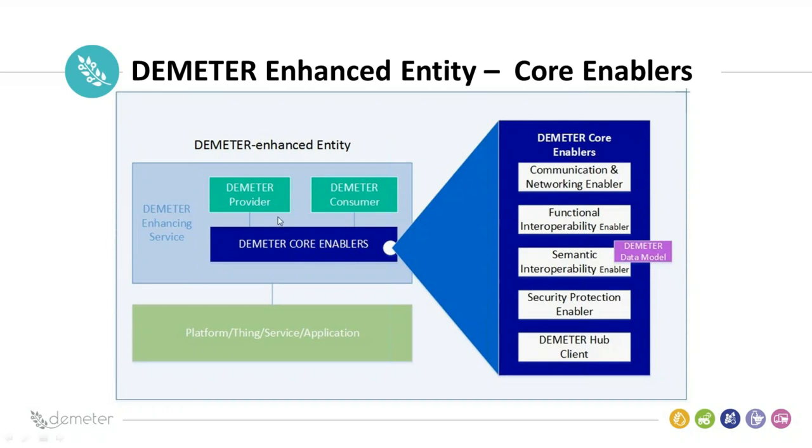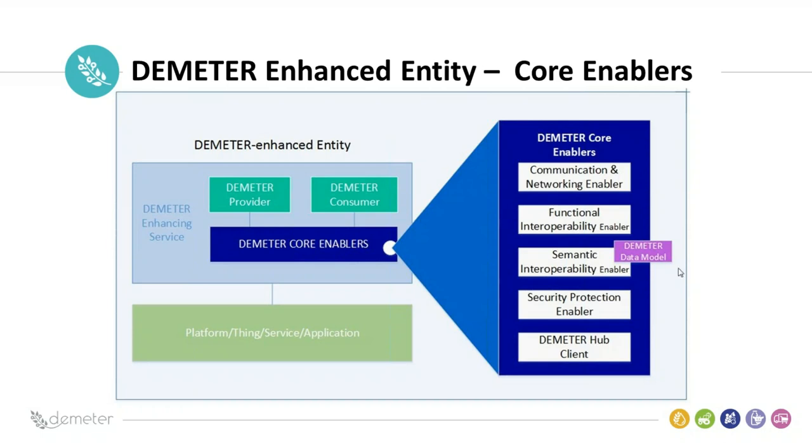We use here the Demeter provider and Demeter consumer blocks based on the IDS well-known approach. And underlying, we have some Demeter core enablers that are provided by the system that cover the mandatory functionality that needs to be in place by any resource that wishes to be registered in our hub, in the Demeter Enabler Hub. This spans from communication and networking facilities, functional and semantic interoperability facilities, of course, security and privacy, and needless to say that wrapped in the core enablers, we have the Demeter Enabler Hub client.